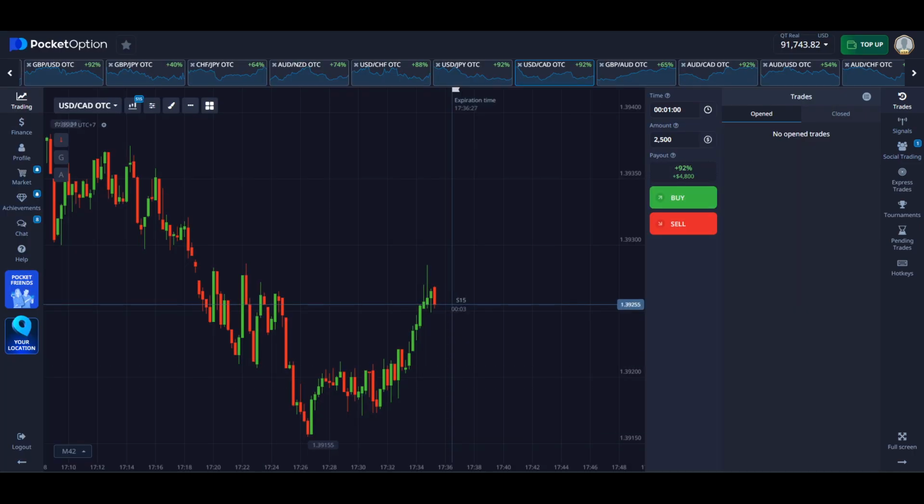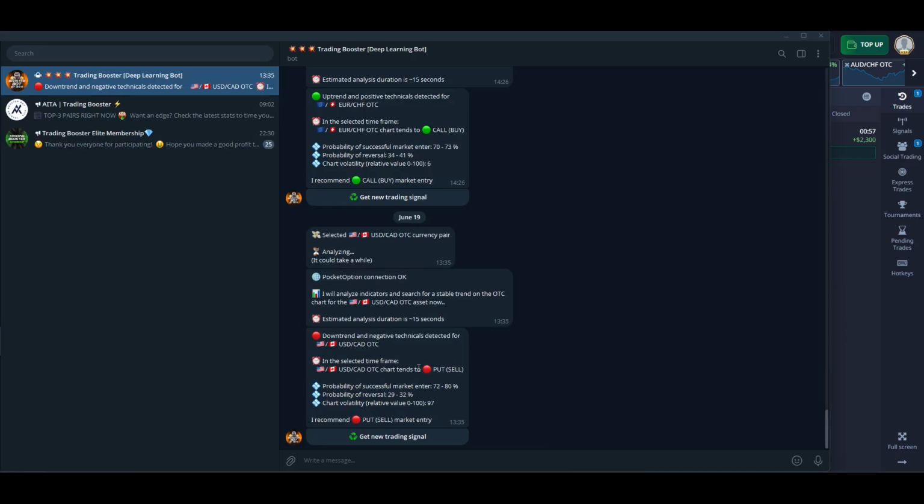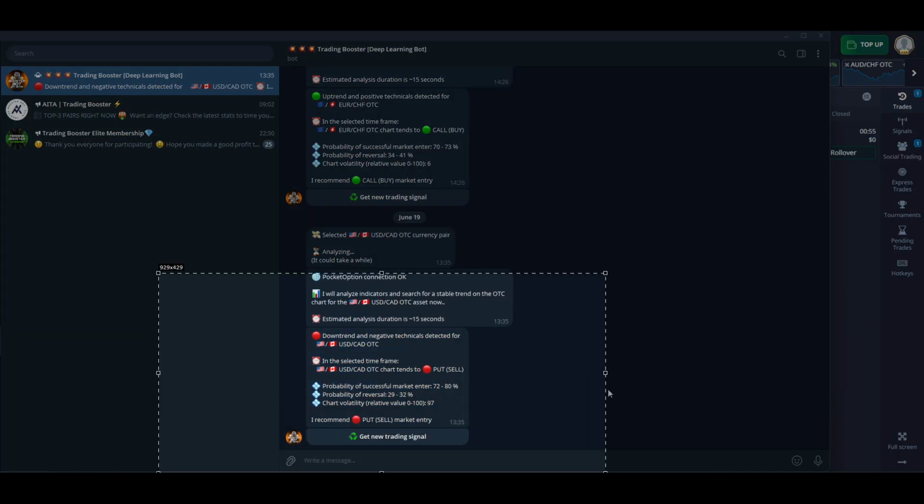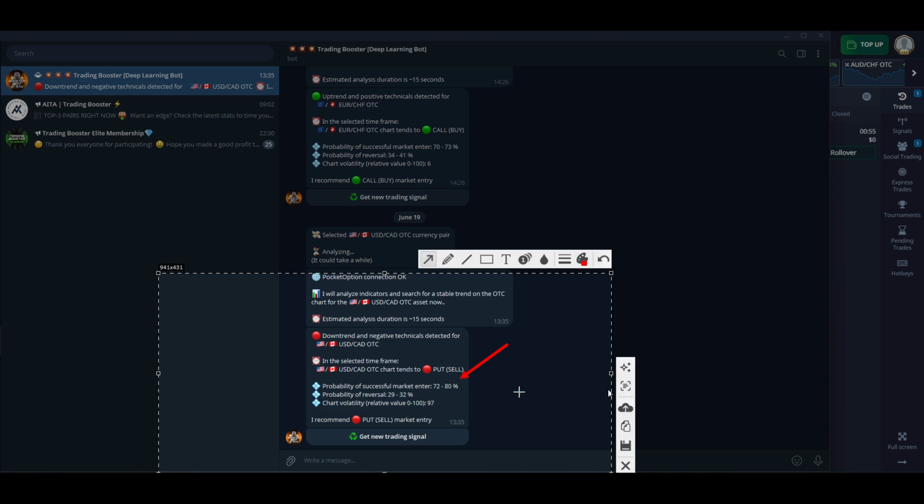This is a different trade. Once again, I'm checking the sell signal, and right from here, I'm opening a 1-minute sell trade. So what do we have here? Our success rate for entering a trade here is between 72 and 80%, which is a good percentage. Basically, we work with anything from 65 to 80%.